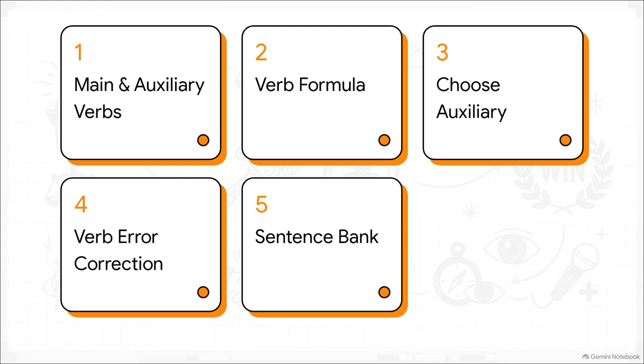So here's our tactical roadmap for today. We've got 1. Mastering legal English. 2. The golden rule formula. 3. Choosing the right auxiliary. 4. Fixing common verb errors. And finally, 5. Courtroom sentences in action. We're going to start with the foundational blueprint and build all the way up to a live courtroom simulation.